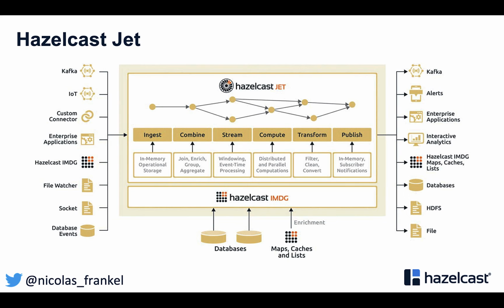So this is Hazelcast Jet, and as you can see, it's very similar to the previous diagram. Here we can see that we can read from Kafka, from IoT devices, from the file system, from database events. You might have heard the term change data capture. This is exactly what we are doing. And if nothing fits your use case, we have an API where you can create your own reader. On the other side, it's the exact same thing. You can write to a lot of different places, and again, if it's not what you want, you can create your own writer.